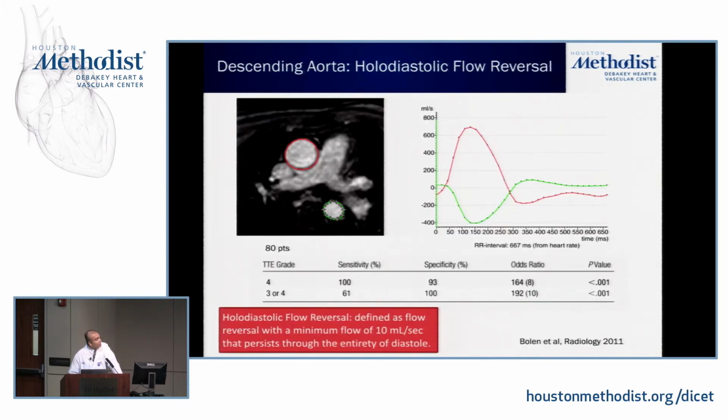And lastly also, we can use this phase contrast technique in the descending aorta and look for holodiastolic flow reversal in the descending aorta, just like you would in echocardiography. And in this one particular study, they demonstrated that having holodiastolic flow reversal in the descending aorta had fairly high sensitivity and specificity for grade 3 or 4 aortic regurgitation.